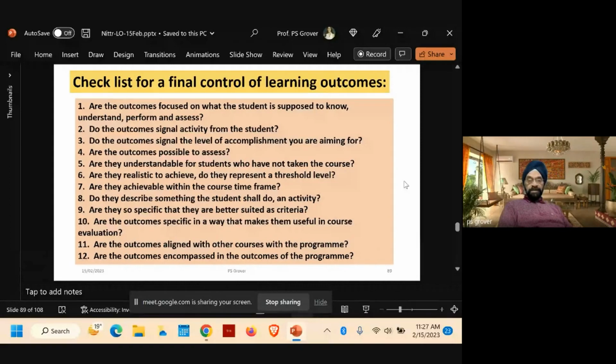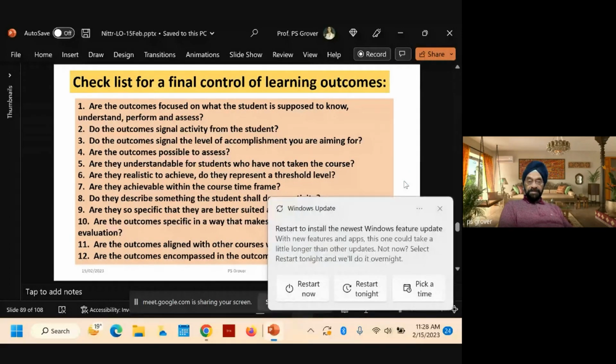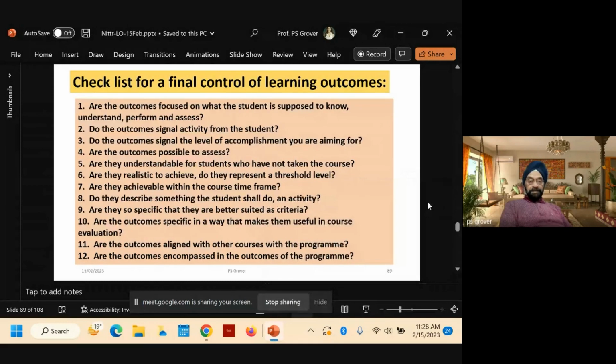Do the outcomes signal the level of accomplishment you are aiming for the students? Are the outcomes possible to assess? Are they understandable? Are they understandable by the student? Are they realistic? Are they achievable within a course time frame?